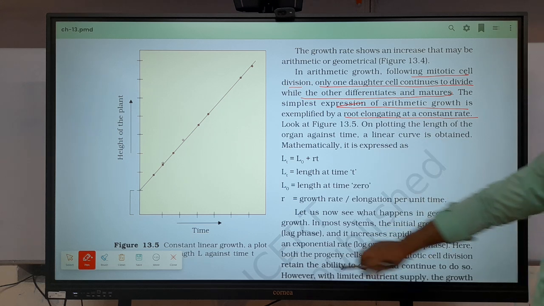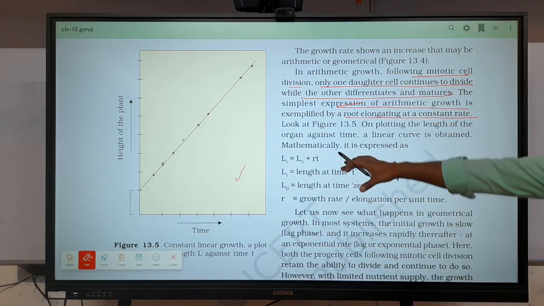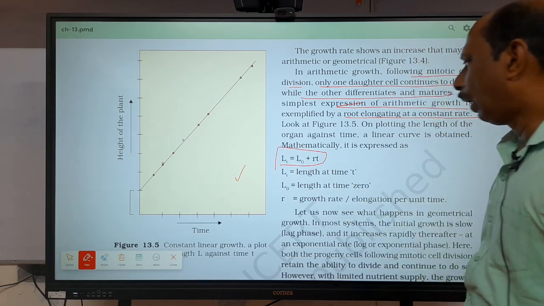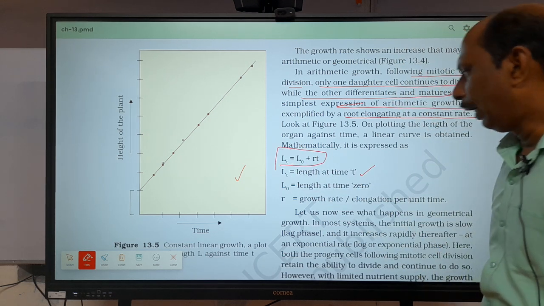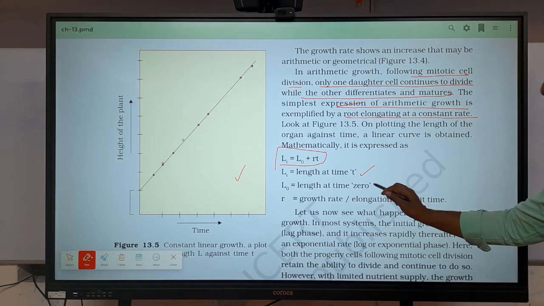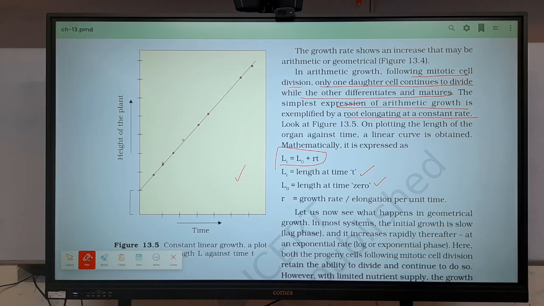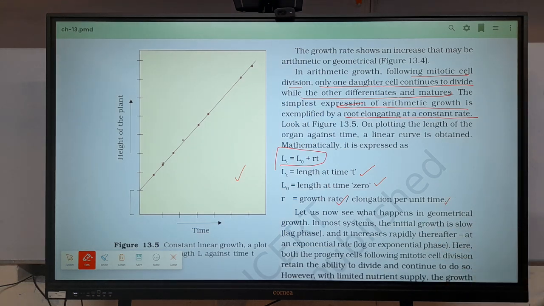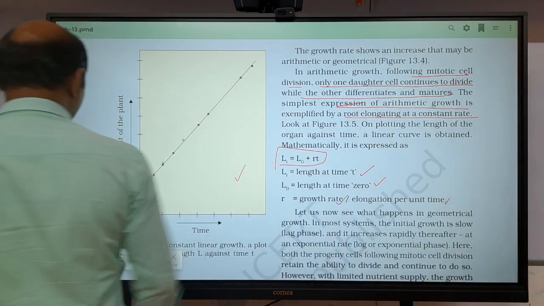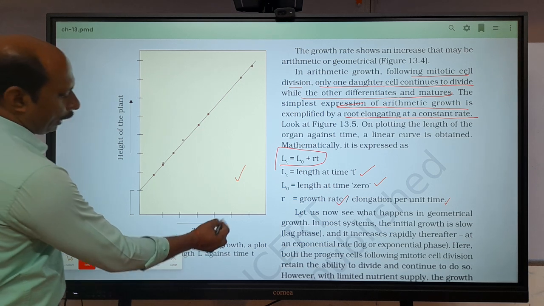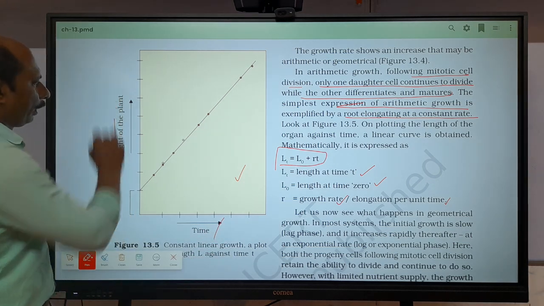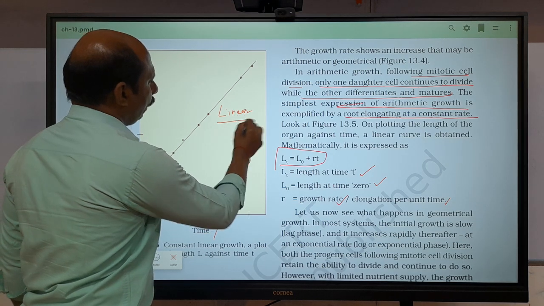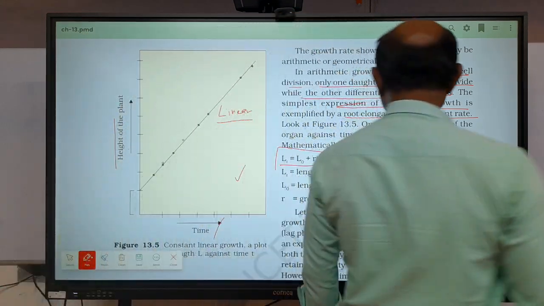On plotting it in a graph, mathematically it is expressed by Lt = L0 + rt, in which Lt is the length at time t, L0 is the length at time 0, meaning initial time, and r is the growth rate per unit time, right? Here the height of the plant is on one axis and time, either in hours or seconds, on the other. So we find a linear graph, a straight line.